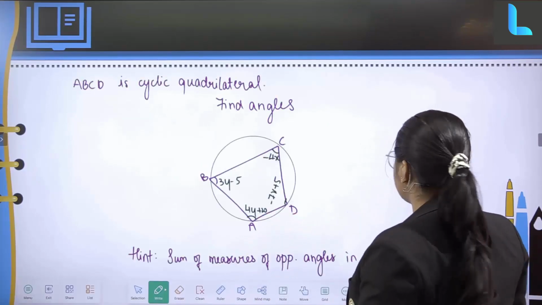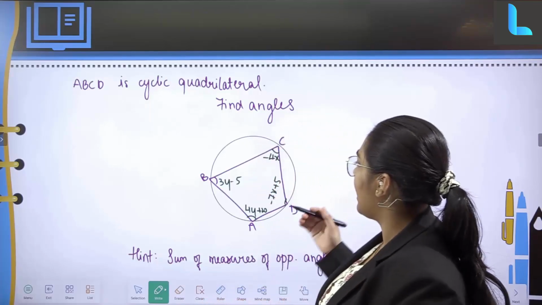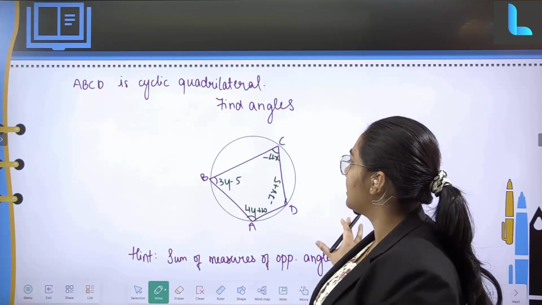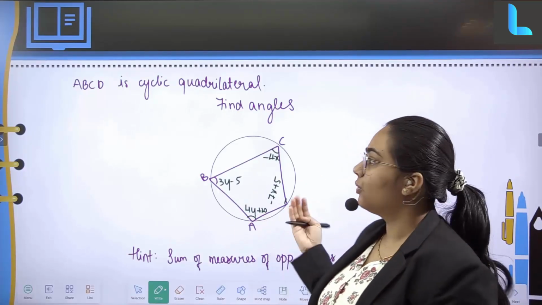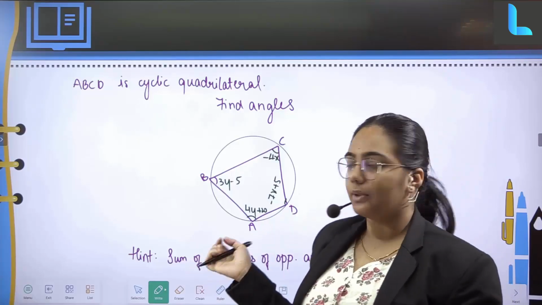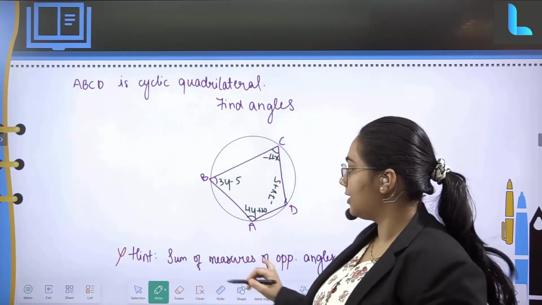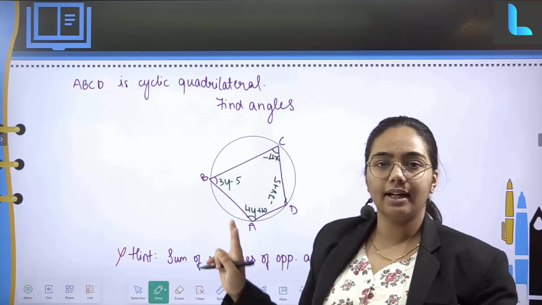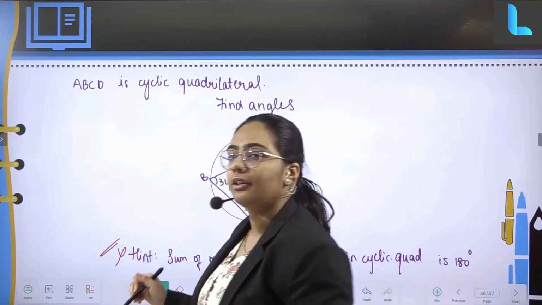Right. Next question. ABCD is a cyclic quadrilateral. Find the angles. So given this diagram, you have to find out the angles, that is angle A, angle B, angle C and angle D. So how are you going to proceed with this? Here a hint has been given that the sum of measures of opposite angles in a cyclic quadrilateral is going to be 180 degrees. This is something you have to remember.